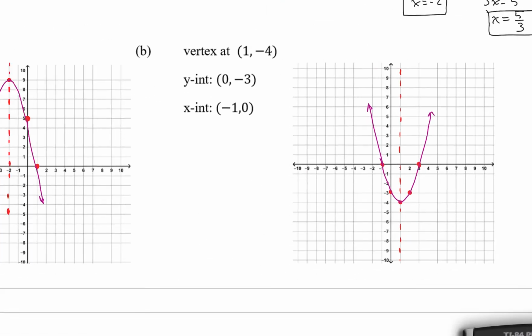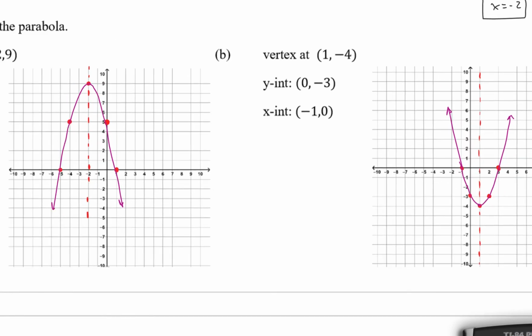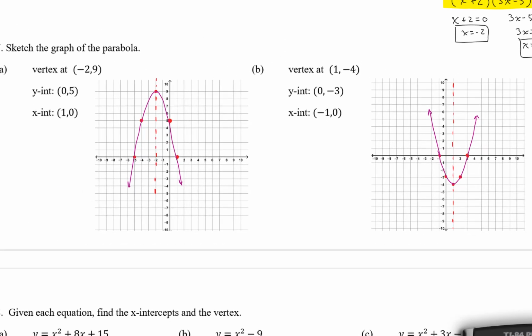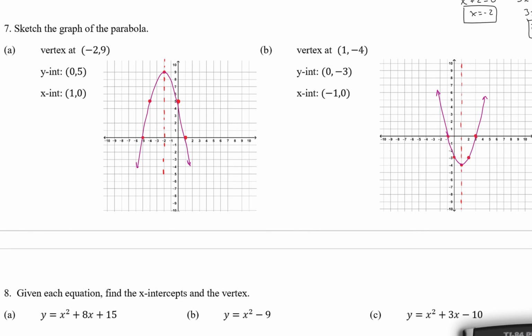Okay, so again, the big idea there is that the vertex is that maximum or minimum value, but it also is giving me the axis of symmetry for the entire parabola. And because I can reflect across that, I can get a couple additional points to get a very good idea of what the parabola looks like.